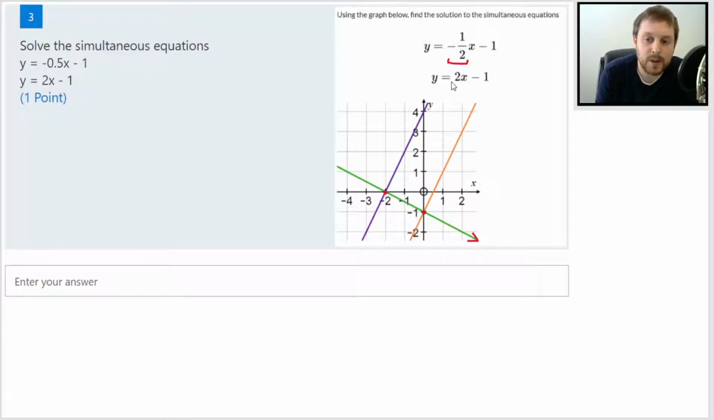y equals 2x minus 1 has a gradient of 2, which the purple line has and the yellow line has, but it goes through minus 1 on the y-axis. So we don't actually want this one, we want this one, which is the coordinate (0, -1).